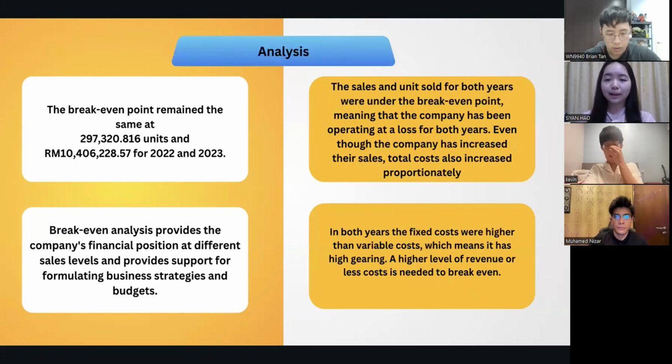The company has been operating at a loss for both years because sales and units sold were below the break-even point. This could be due to factors such as a selling price that is too low, high variable cost, or high fixed cost, either individually or in combination, which raise the break-even point and contribute to the losses. So the break-even point analysis helps us clarify the company's minimum sales requirements in different years to avoid losses. And this is very important for setting sales targets and budgets.